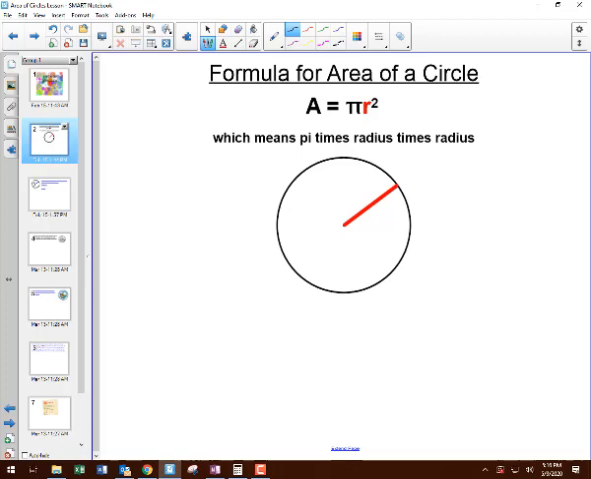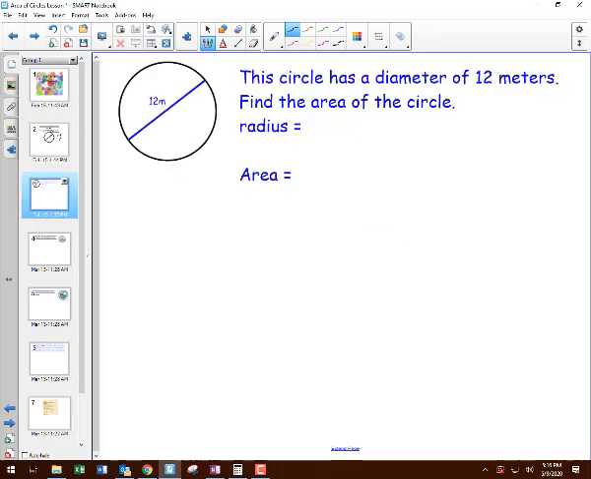Remember, diameter was the distance all the way across, and you'll be given that, so you'll need to know what that is. But for this week's formula, we're really just concerned about this red line here, just halfway across, and that's the radius. Okay, so formula for area of a circle: area equals pi times radius squared. Radius squared just means radius times radius. So in the examples, you'll find the radius, take it times itself, and then take it times pi.